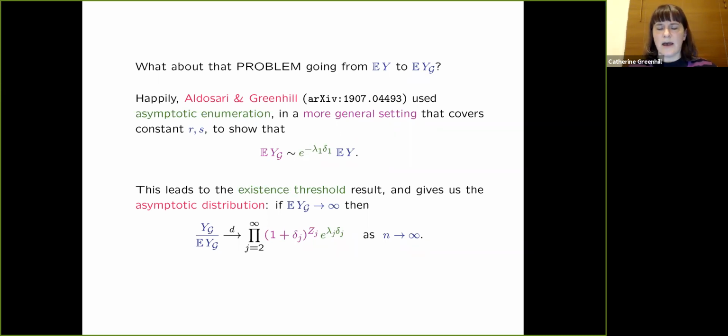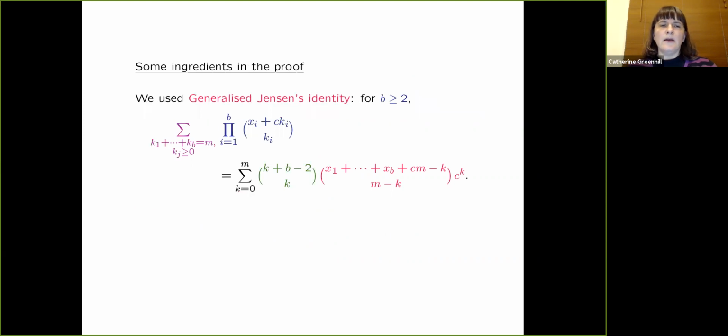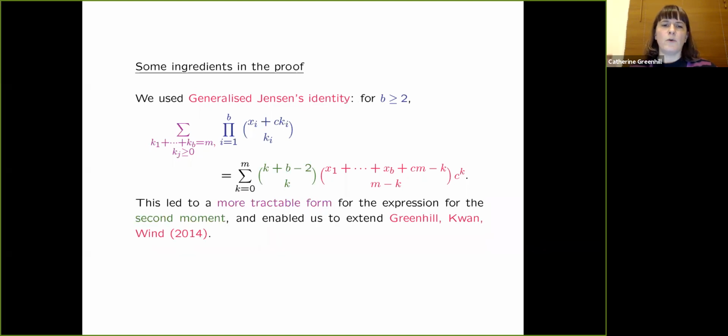Right, so that's spanning trees. A really nice ingredient in the proof that Gary Liang found, which enabled us to go beyond what we'd done in the 2014 paper, was this binomial identity that I'd never seen before, but Gary found it in a book or something, and it just enabled us to get a more tractable expression for the second moment and to go beyond what we were able to do in the old paper. So that was really nice.